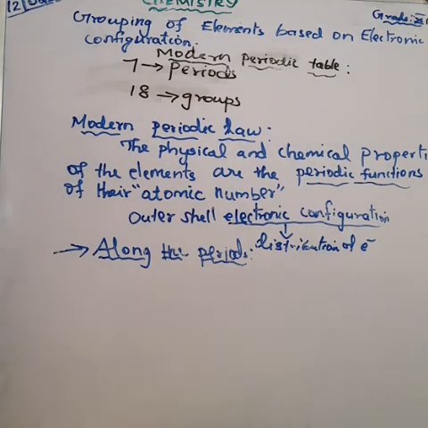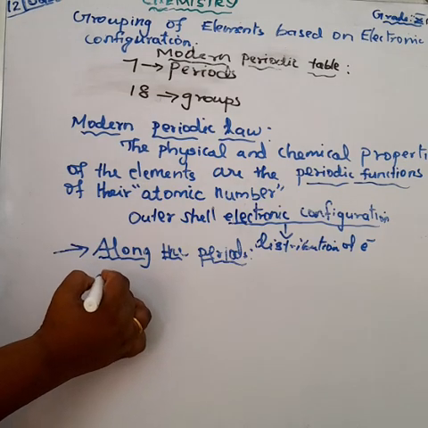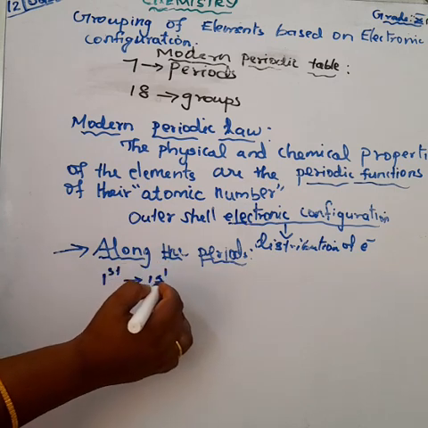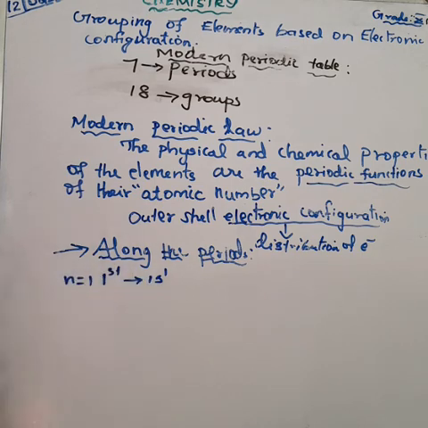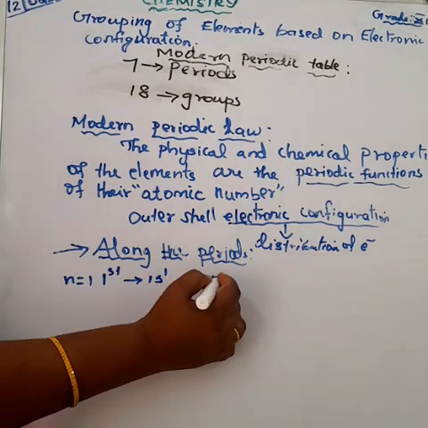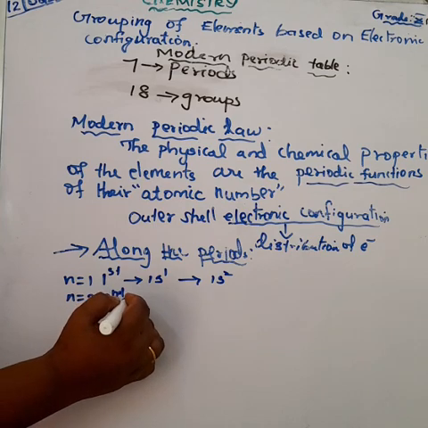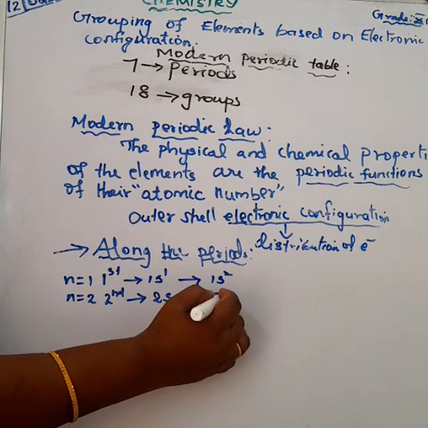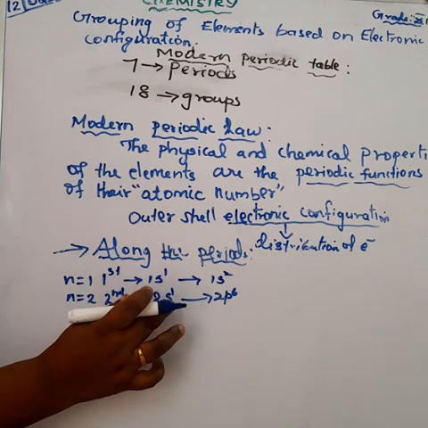Let me repeat. The first period, n is equal to 1, starts from 1s1 and 1s2. The second period, n is equal to 2, starts from 2s and is completed with 2p6. All the elements in the second period have configurations from 2s1 to 2p6.